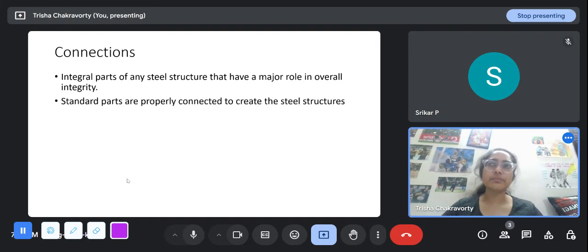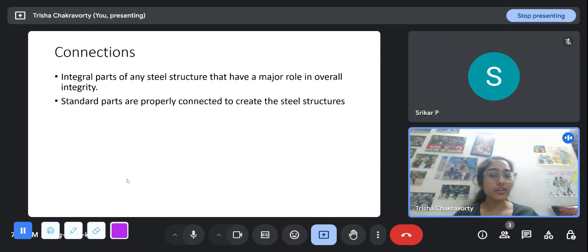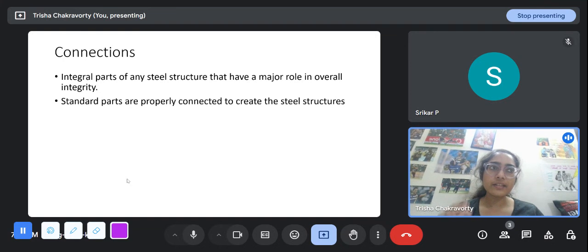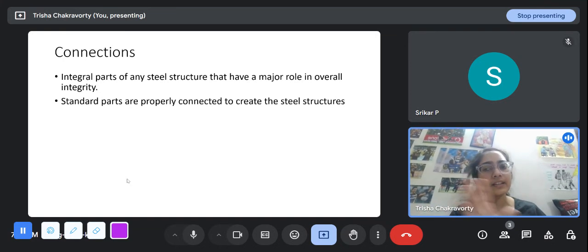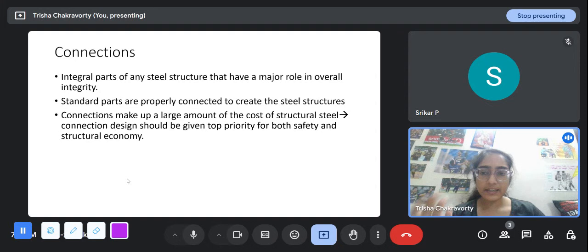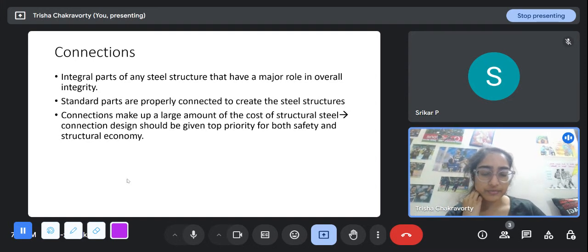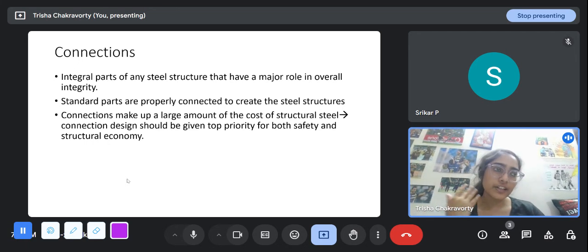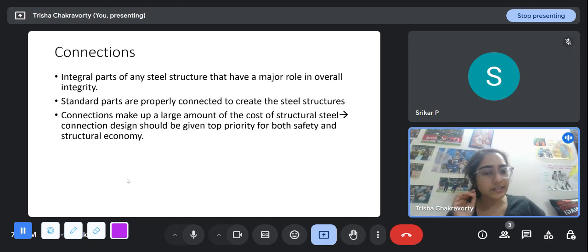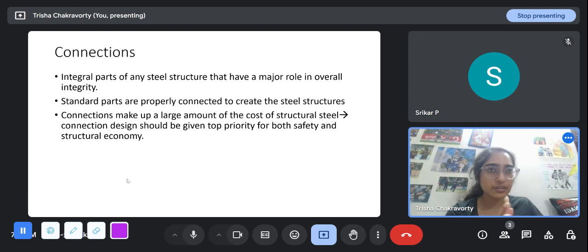Connections are relevant in steel structures again, not in concrete, because in steel structures the sections are brought ready-made from the industries and they have to be assembled, they are not cast together. And connections are a very important part of the design, because they are often the weakest links. When a steel structure collapses, often one of the connections is what actually fails. So they have to be designed very cautiously. Plus they also make up a large amount of the cost of structural steel, so it is important from both the point of safety and economy.